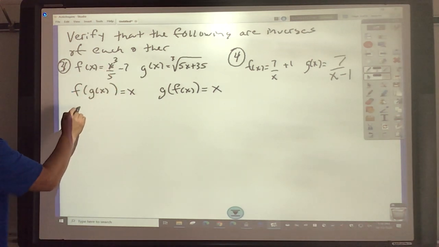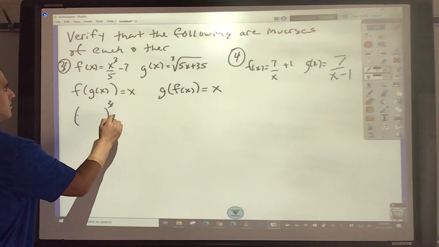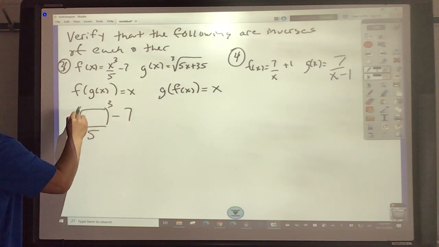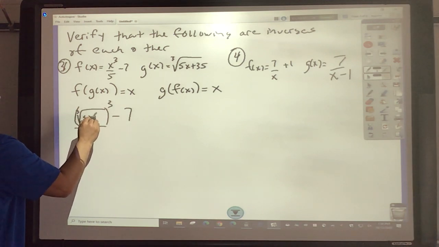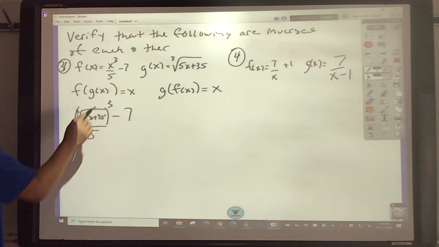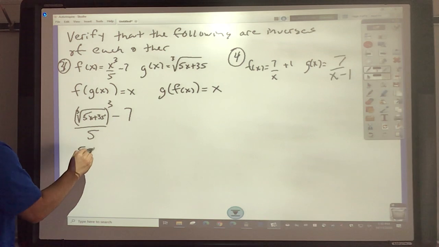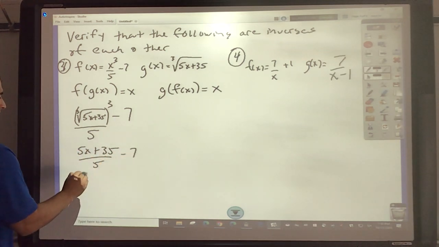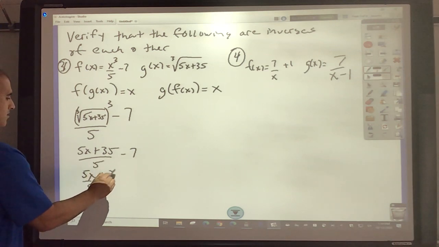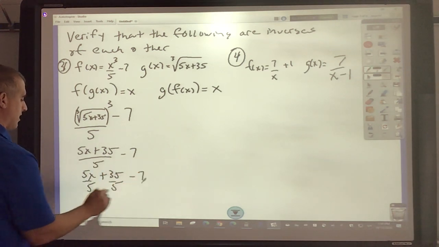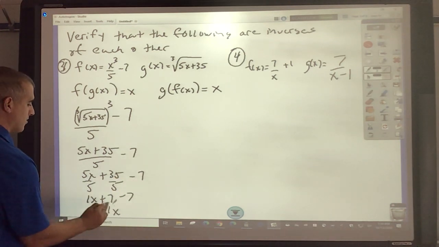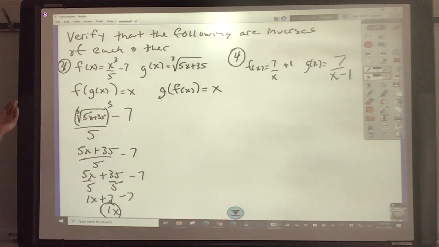So if I started with the f function and then filled in the g function, cube root of 5x plus 35, the cube and cube root cancel each other out. This means I divide them both by 5. This would be 1x, 7, minus 7. The result here is 1x, just like I was hoping to get.